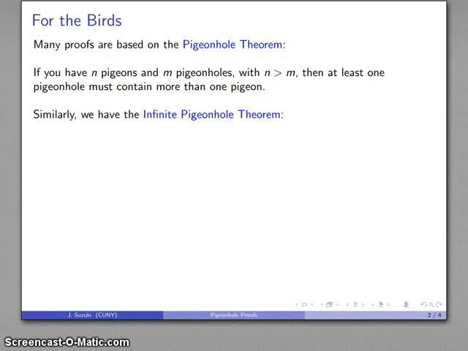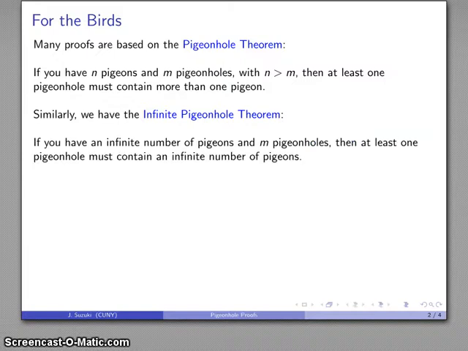Now, we also have an infinite pigeonhole theorem that's corresponding to the case where we have an infinite number of pigeons, and likewise, the extension here is if there's an infinite number of birds, then at least one of the pigeonholes must contain an infinite number of pigeons. Now, it's reasonable to say, well, this is just common sense, but do note that these are actually theorems, and we can actually prove that it's necessary that both of these situations arise, that with a finite number of pigeons, then we have pigeonholes that contain more than one pigeon, and likewise with an infinite number of pigeons, at least one of those pigeonholes must contain an infinite number of pigeons.